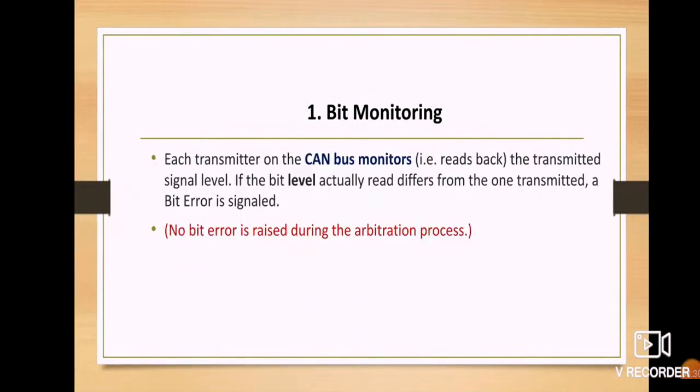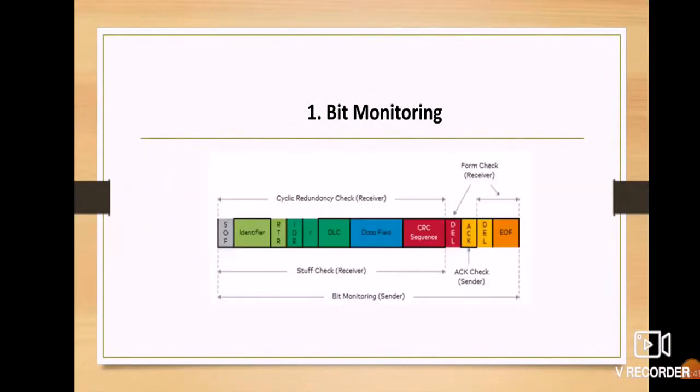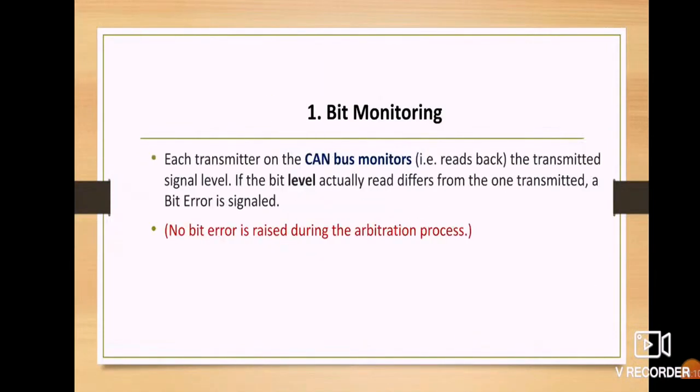Once again, each transmitter on the CAN bus transmits a signal level. If the bit level actually read differs from what the transmitter sent, it will signal an error. For example, if we are sending four ones, but in the field the receiver gets any one bit different, it will signal an error. That is the main work of bit monitoring. You could write more paragraphs on this, but this is a very simple way to understand what bit monitoring is. The next is bit stuffing, the second one.